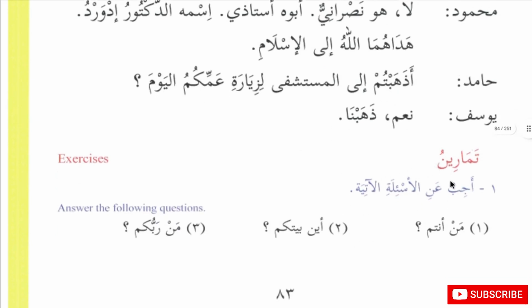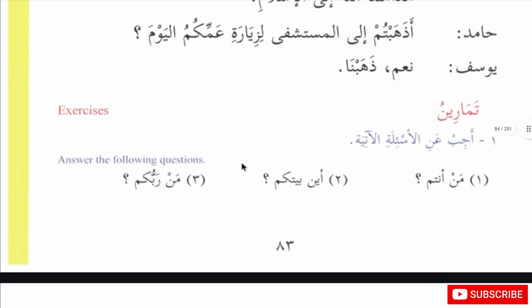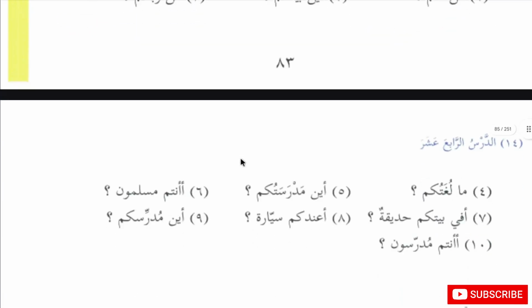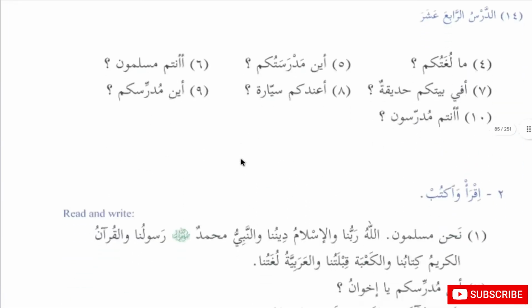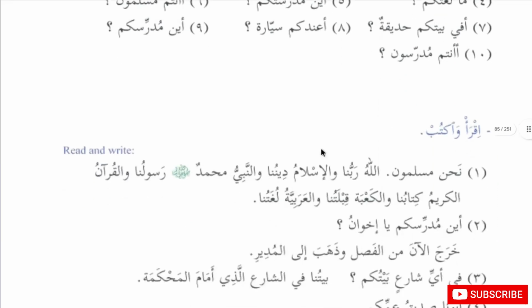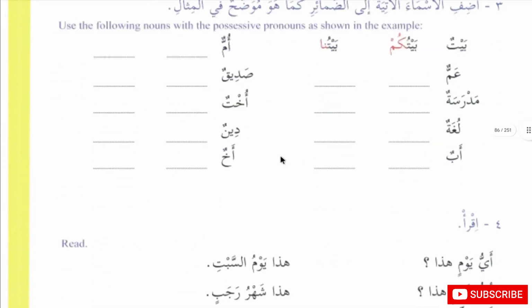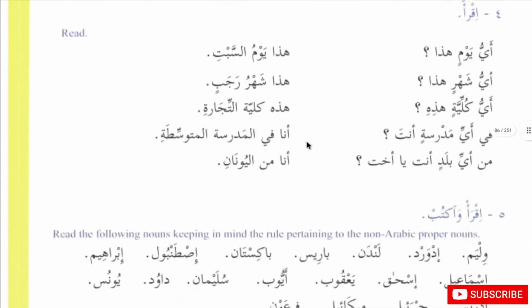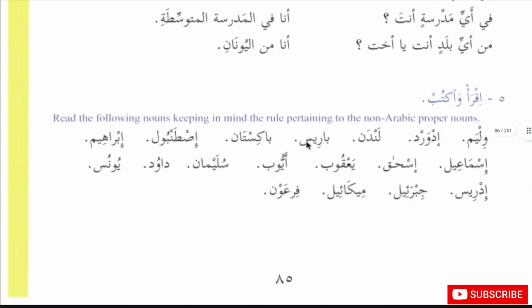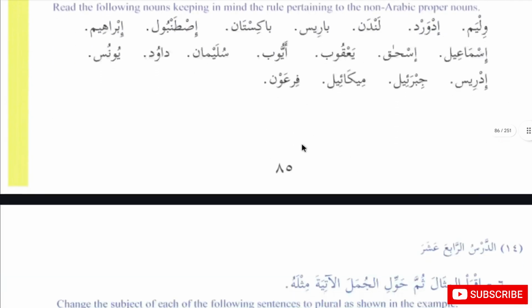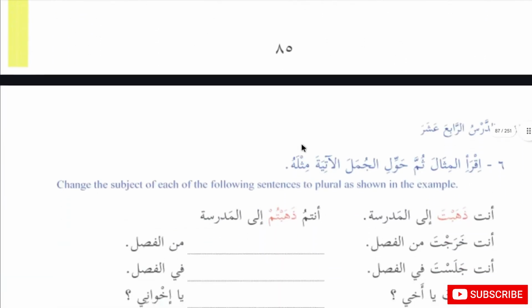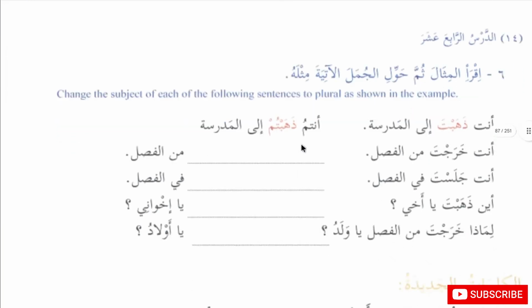So here's some more practice. أجب عن الأسئلة الآتية. Answer the following questions. If you have any questions, you can ask them in the comments. اقرأ واكتب. Read and write. Some more practice. So make sure you practice these personal pronouns and all these demonstrative pronouns and these new word forms. So the ذهبنا, the ذهبتم, and likewise.